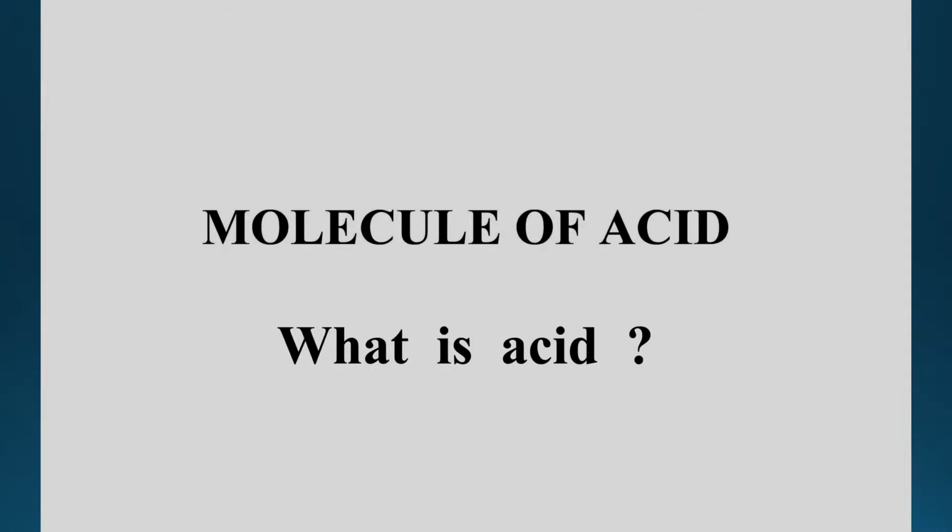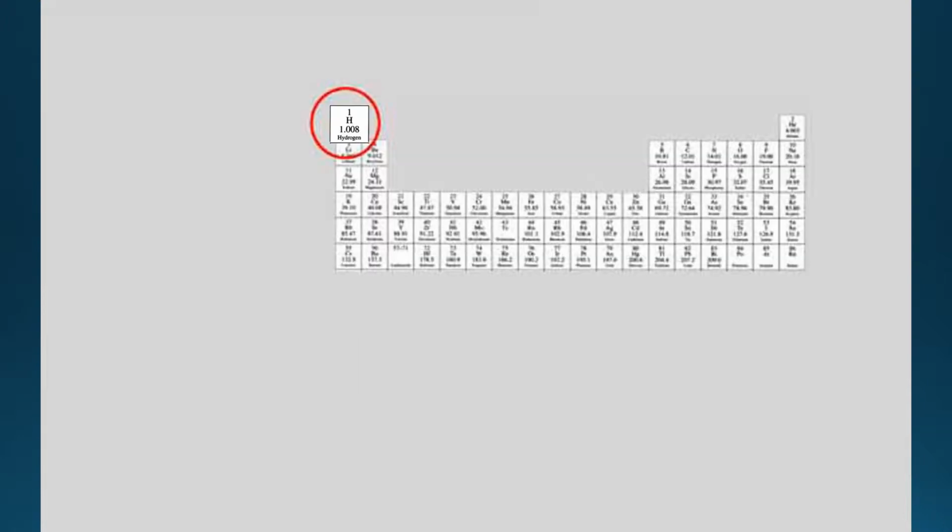Molecule of acid. What is an acid? Now let's start off with hydrogen on the periodic table that belongs to group 1. Remember, group 1 are metals, they tend to lose one outside electron. Keep this in mind.